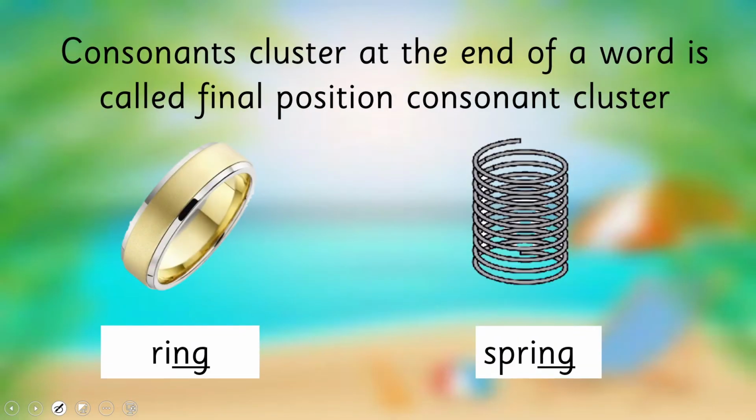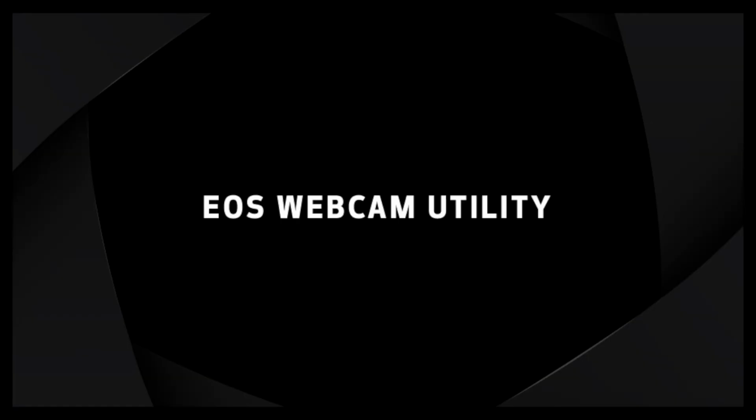And if we find consonants at the end of a word, they are called the final position or ending position. And how do we say ring, spring? We have to blend both sounds. Spring. You see, one and the other, they are blended. That's why we call them consonant clusters. And we don't break the sound for consonant clusters. Do you understand? Okay, we have already practiced it, alhamdulillah.